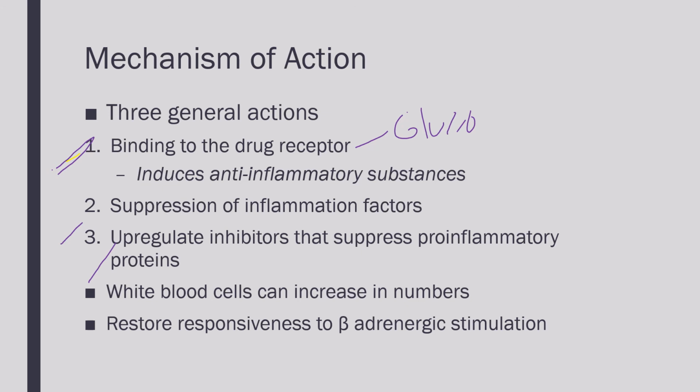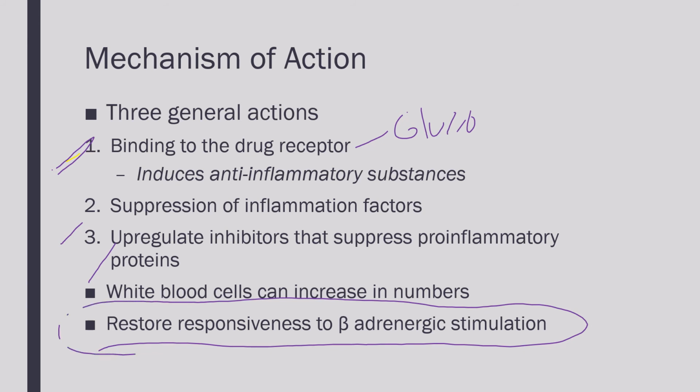When we see this, the white blood cells can have an increase in numbers in these patients. And then what will happen is it should, in time, restore responsiveness to beta-adrenergic stimulation. And I previewed this in other courses before, but this is kind of a big one to pay attention to.